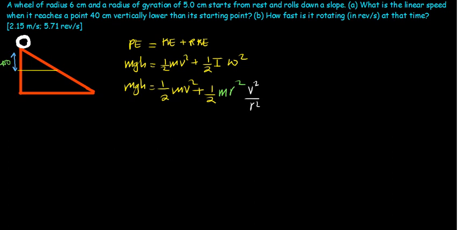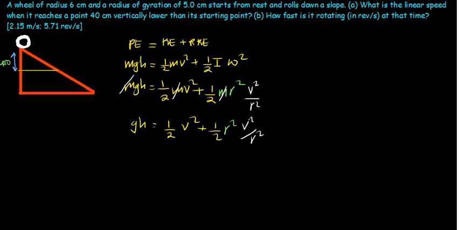So now we can see that the masses are the same throughout, so the mass will be able to cancel out, and we're going to remain with gh is equal to half v squared, and then plus half, we have got r squared. Remember this r which is here, the r we are using in green. Let me still write it in green, and then multiplied by velocity squared divided by r squared.